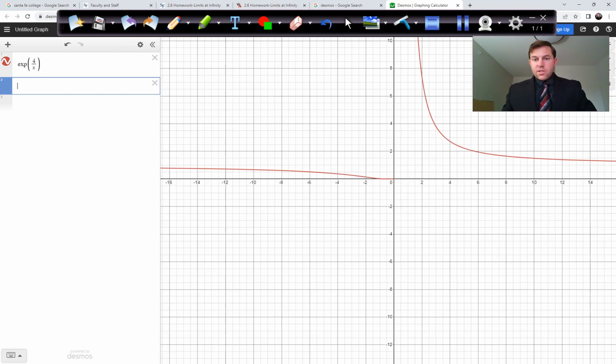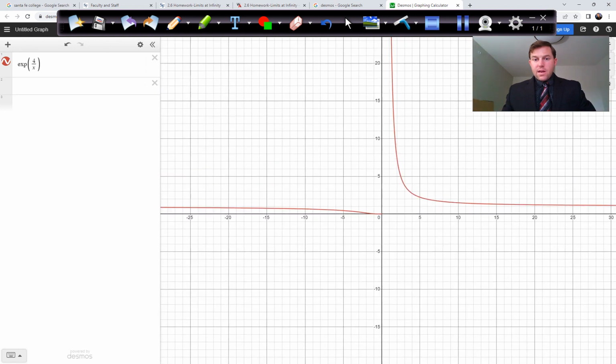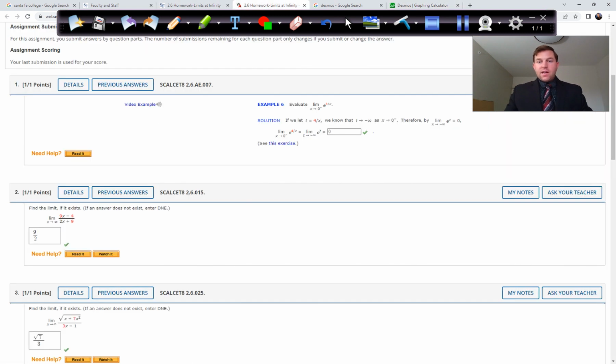And as you can see, there is an asymptote at x equals 0 because you can't divide by 0 in an exponent. So 4 divided by 0 would be undefined. So there is an asymptote there. But as I approach 0 from the left, the y value is getting smaller and smaller and approaching 0. Okay, so we can see it there on the curve. So if we let t equal 4 over x, we know that t approaches negative infinity as x approaches 0 from the left. Therefore, the limit of e to the t equals 0.